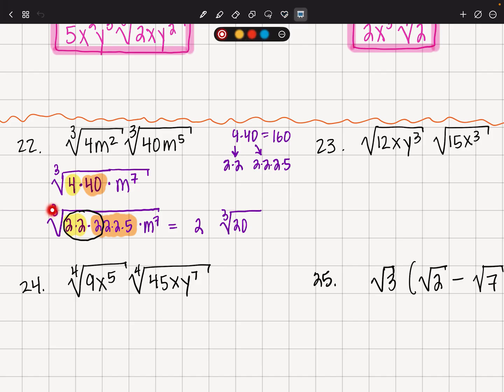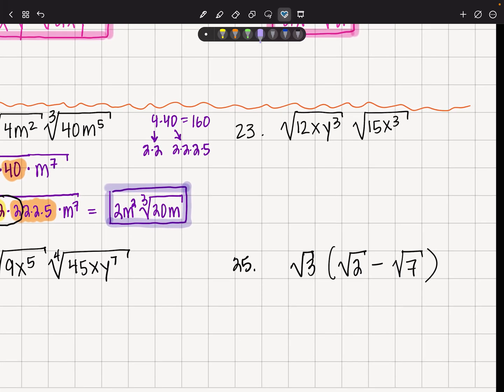Now I've got the cubed root of m to the 7th. So I can get 2 pairs of 3 out of 7 m's. So 2 pairs of 3 would give me m squared. And then I'd have an m left over. And voila. There's our answer.